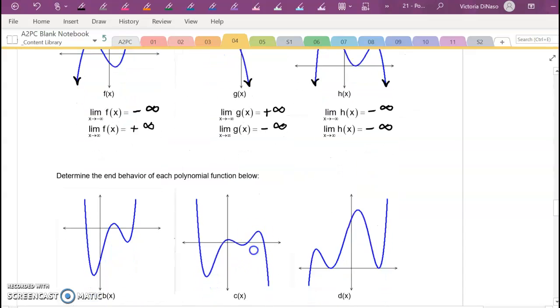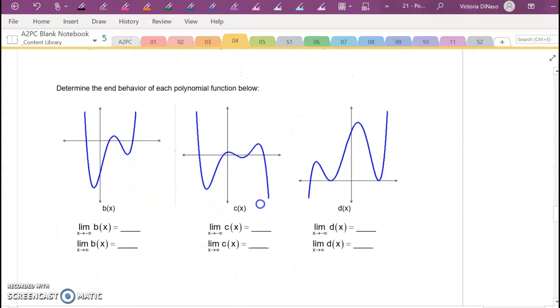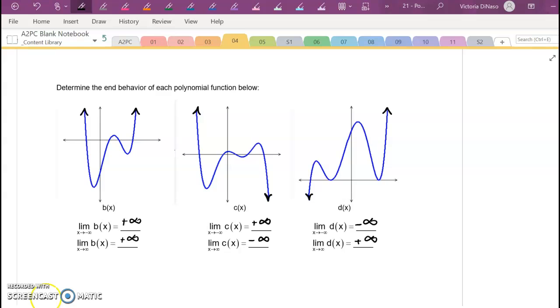Go ahead and try to determine the end behavior of these three functions. For b of x, the limit of b of x as x approaches negative infinity, we have an up arrow, so we have positive infinity, and the limit of b of x as x approaches positive infinity, we have another up arrow, which is positive infinity. For the limit of c of x as x approaches negative infinity, we have positive infinity. The limit of c of x as x approaches positive infinity, we're going towards negative infinity.